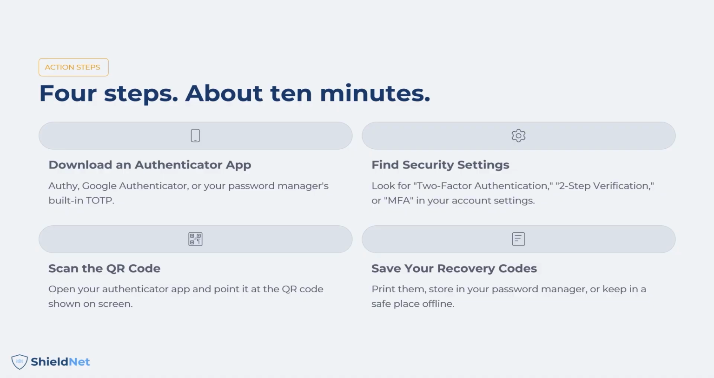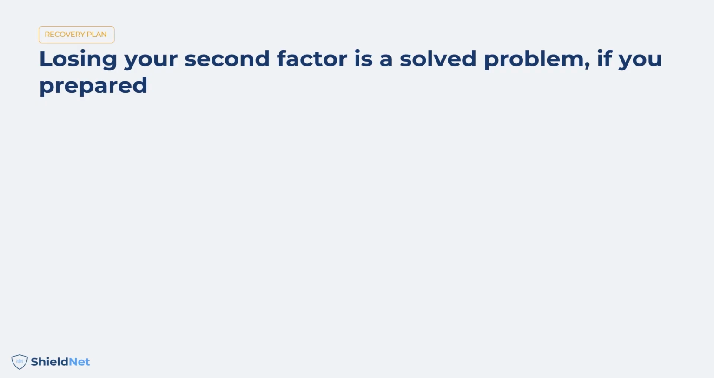Step 4. Save your recovery codes. This step is essential and the one most people skip. Every service provides emergency recovery codes when you set up MFA, typically 8 to 10 single-use codes. These allow you to log in if you lose access to your Authenticator app. Save them somewhere secure and offline, printed and stored physically, or in a password manager. Do not store them in your email.